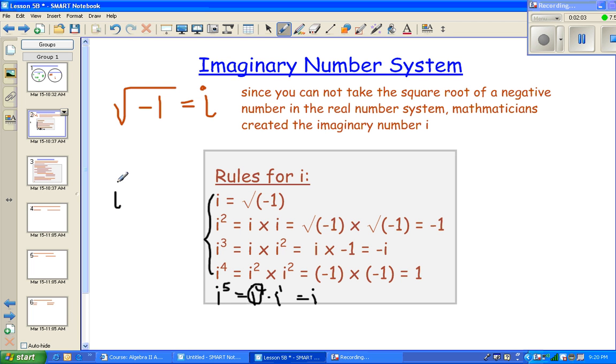So if somebody asks you to find i to the 50th, for example, what you want to do is pull out how many sets of 4 you can. How many times does 4 go into 50? 12 times. So that accounts for 48, which is going to leave you with 2 more. All of this is equal to 1. So then you're left with i squared, which you can simplify to be -1. So all the rules of i work around just the 4 exponents of it.